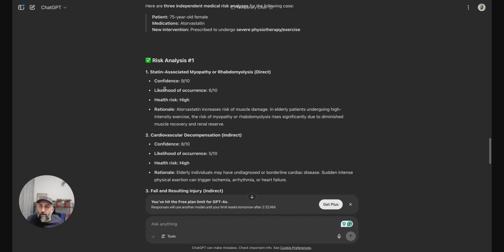So let me read one of them. You see that in the first response, in the direct risk, you have a statin-associated myopathy. The confidence is 9 out of 10, which is high. The likelihood of occurrence is 6 out of 10, so it means it's a little bit low, but the health risk is high. The model was confident about this response, and the health risk is high, but the likelihood of occurrence is not that high. So the question is now, should I be concerned about these risks?